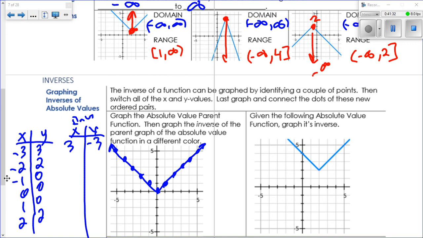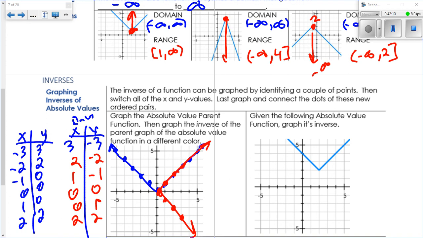So 3, down 3, 2, down 2, 1, down 1, 0, 0, and then 1, 1, and then 2, 2, 3, 3, and so forth and so on. This is my new equation. This is the inverse of the absolute value parent function. Okay?